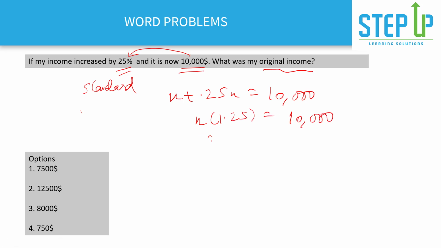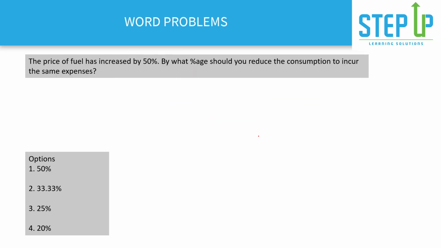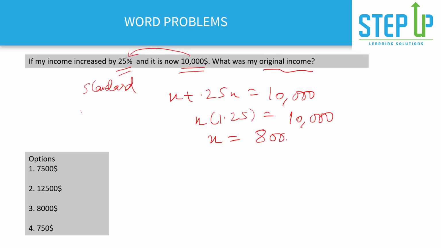You can solve this simply. Your x will come as $8,000. So this is one way. The other approach, which I typically follow, is that I don't use pen and paper to solve these questions. These are oral questions.